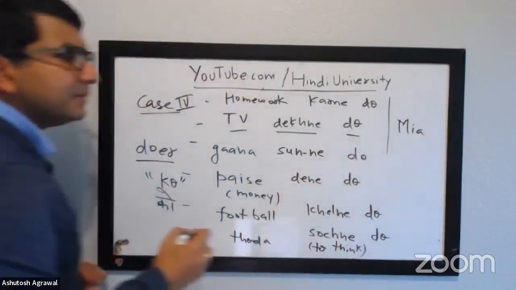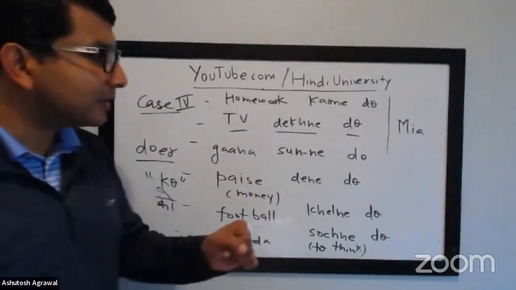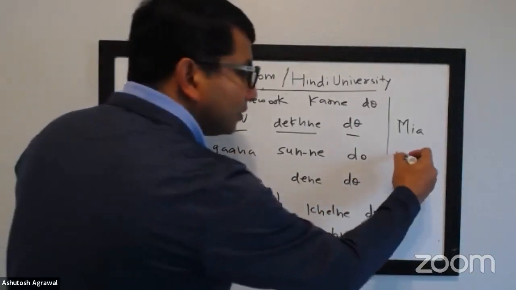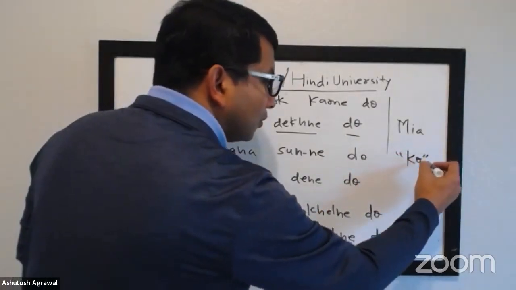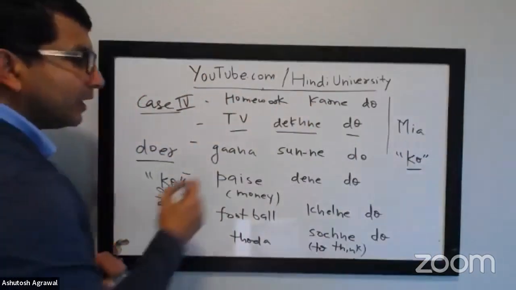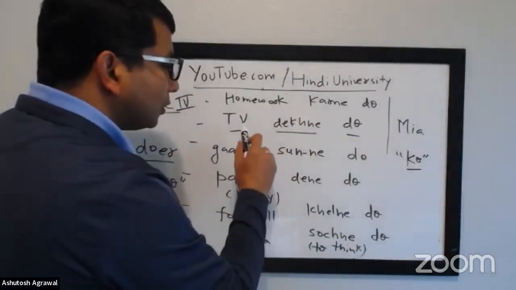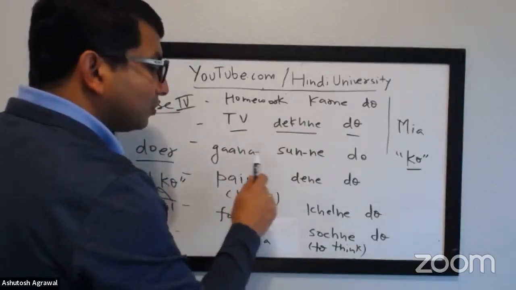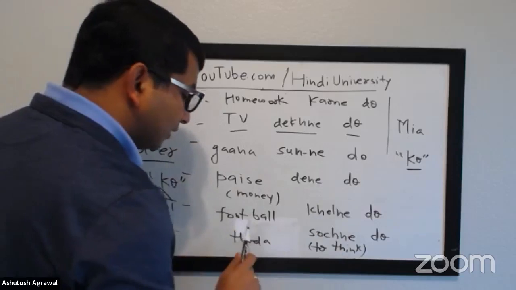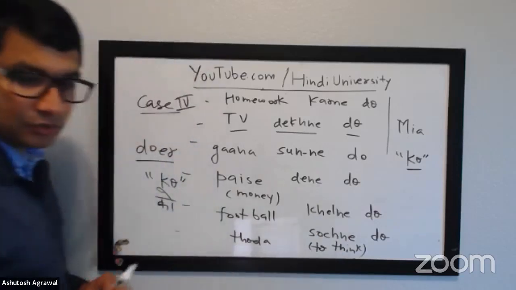Okay, we are permitting Mia to do something, to do the homework. Mia will be governed by the postposition ko. So you would say Mia ko homework करने दो. Mia ko टीवी देखने दो. मिया को गाना सुनने दो. मिया को पैसे देने दो. मिया को फुटबॉल खेलने दो. मिया को थोड़ा सोचने दो.